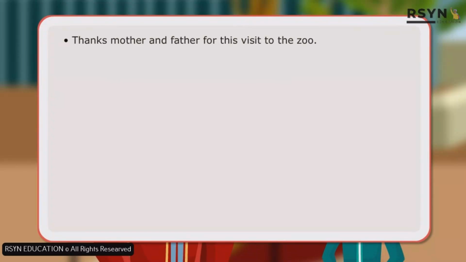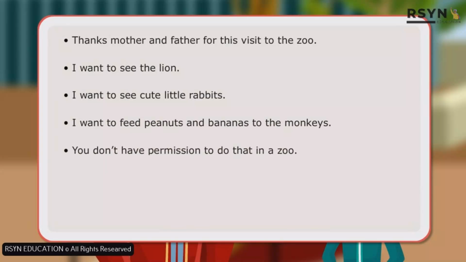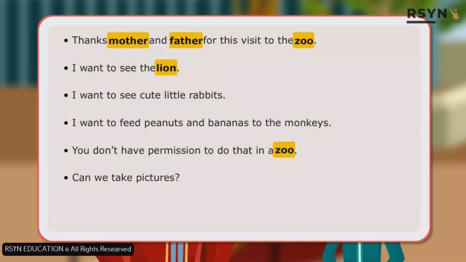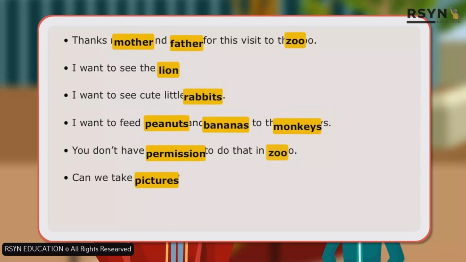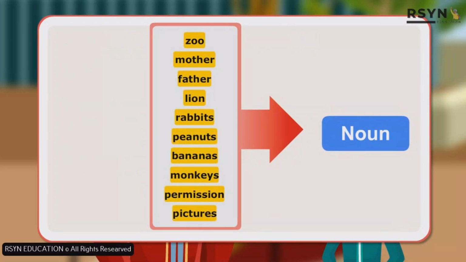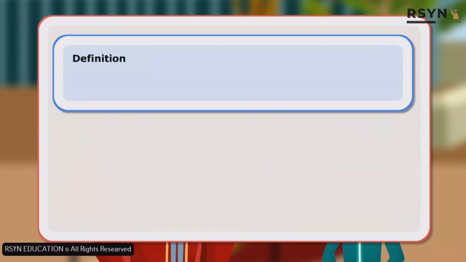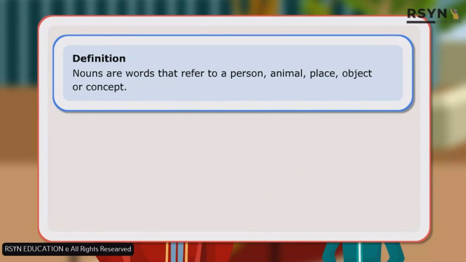In the conversation, the family use names for person, animal, place, thing, or idea. The words zoo, mother, father, lion, rabbits, peanuts, bananas, monkeys, permission, pictures are examples of nouns. Definition: nouns are words that refer to a person, animal, place, object, or concept.